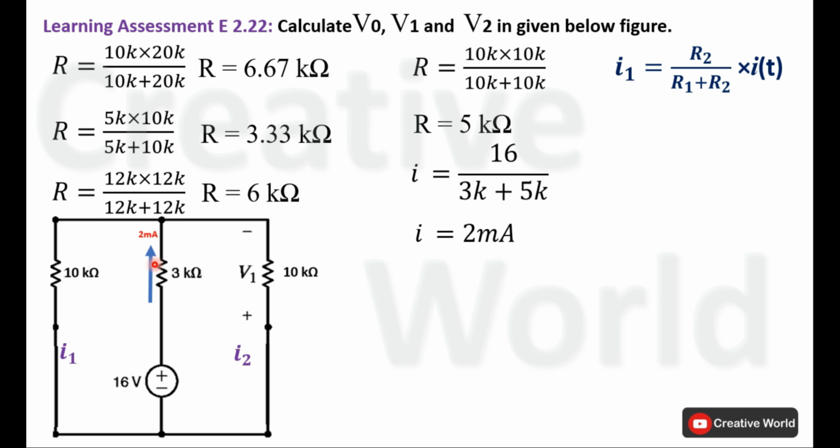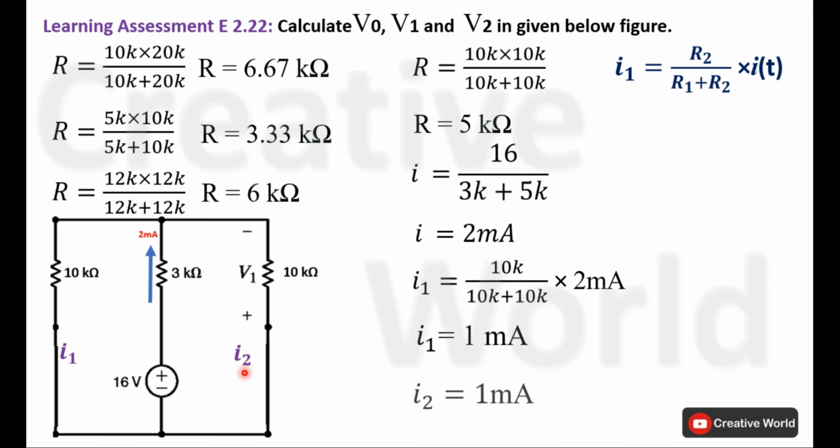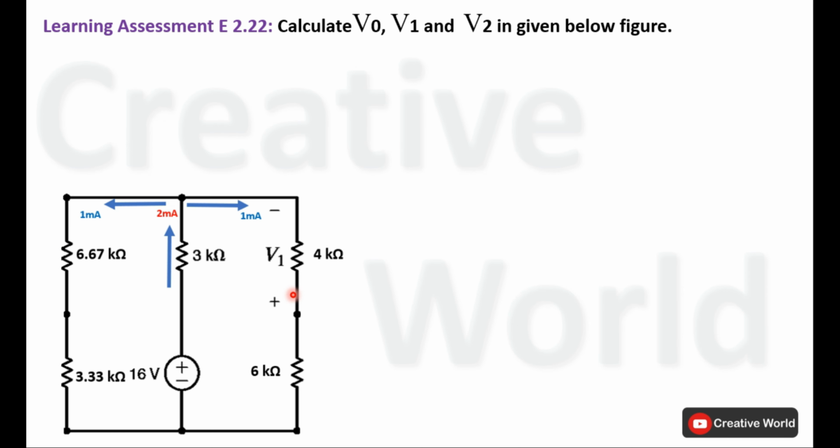Place the values inside this equation and calculate the value of I1, that is 1 milliampere. Now because these two resistances have same values, the value of I2 will also be 1 milliampere. Up to this point we have calculated these two branch currents. Now we can expand the circuit further.